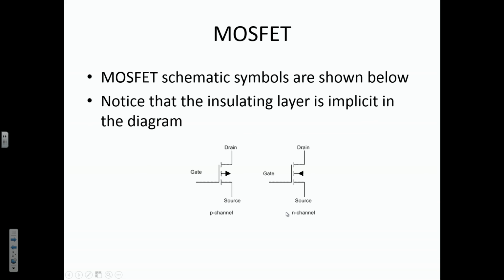So here's a schematic for a MOSFET, and you can see that the insulating layer, the gap between these leads and the gate, is shown in the diagram, a little bit of a gap in there. You can also see that in a P-channel type, you've got your arrow pointing in this direction, and in the N-channel type, you've got your arrow pointing in this direction.